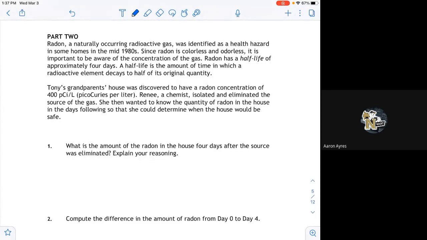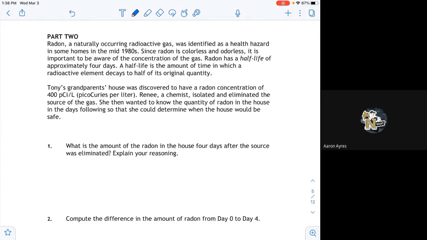Exactly. So we're going to do this with this idea. Radon has a half-life of approximately 4 days. In Tony's grandparents' house, they figured out they had a radon concentration of 400 units. That's called picocuries per liter, but we're just going to say units. Make it easy on ourselves.